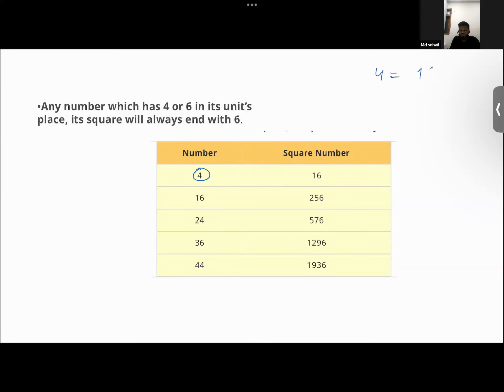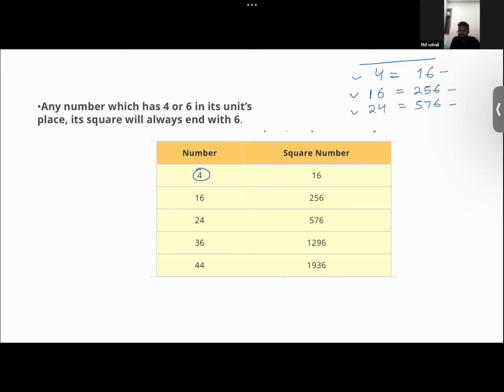16. Or let's say we have got another number, 16. What is the square of 16? You can take help from the table given here. 256. And what about 24? 576. Okay, so these are your required numbers, 4, 16, and 24, and their squares are 16, 256, and 576 respectively.